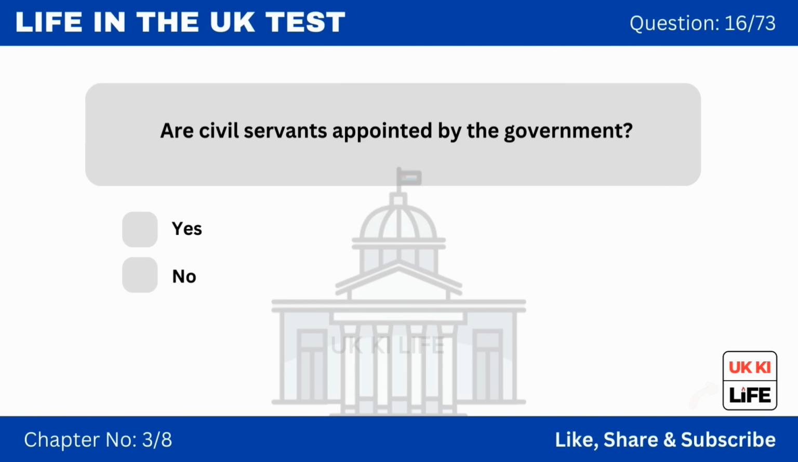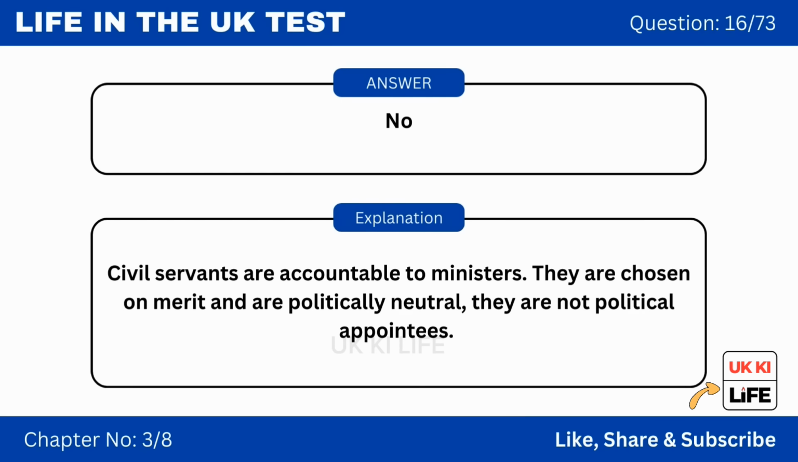The correct option is B. Explanation. Civil servants are accountable to ministers. They are chosen on merit and are politically neutral. They are not political appointees.